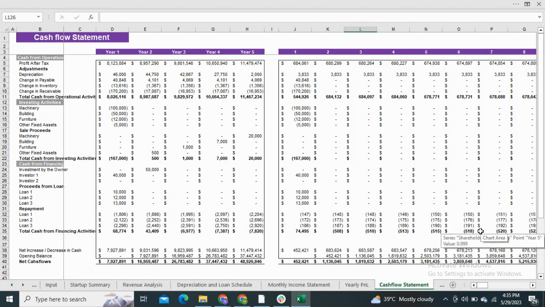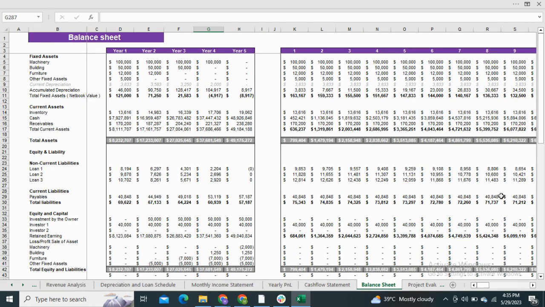Moving on to the cash flow statement. It shows the cash inflows and outflows of your company, which is further divided into operating, investing, and financing activities. Now we have the statement of financial position, which shows the total assets, equity, and liabilities as at the date assumed and forecasted.